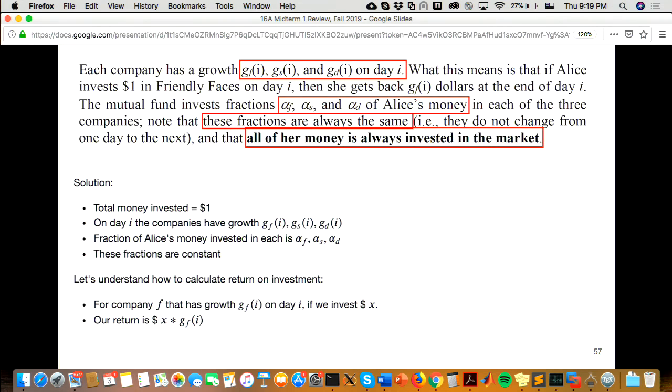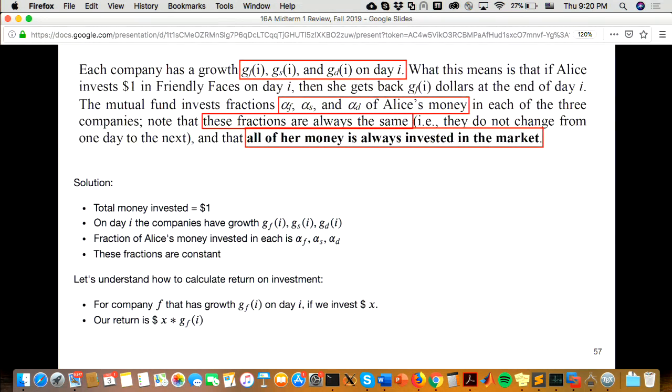Let's go to the second para. This is a lot of information. So it tells us that each company, we can record each company's growth on any particular day using the function GF, GS, and GD on any particular day I. So far so good? So we write that down. Then the next thing we see is a brief explanation about what this means. So it says, what this means is that if Alice invests $1 in friendly faces on day I, then she gets back GF(I) dollars at the end of day I. So let's just write that down here as well, because we're going to be using it.